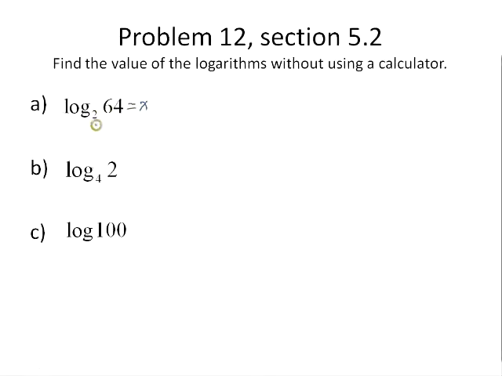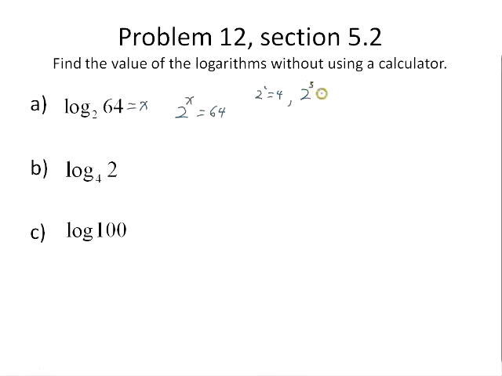Now if we rewrite this, we can rewrite this like we did in some other problems. This is equivalent to saying that 2 raised to the x power is equal to 64. Well, here it would be nice to know what 2 to whatever power is 64. Well, we know that, for instance, 2 squared is equal to 4. That didn't come out too well, but we'll keep going.